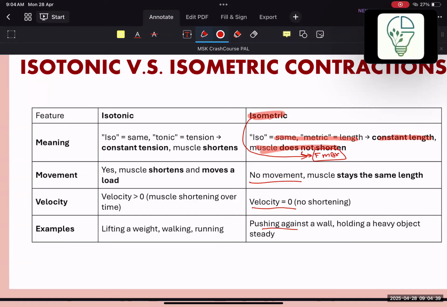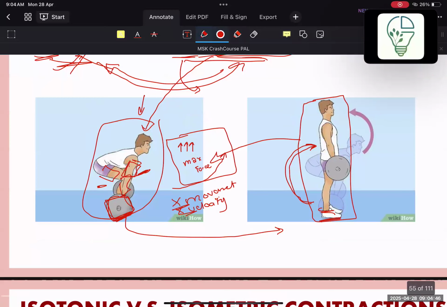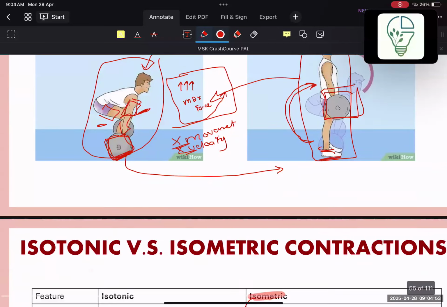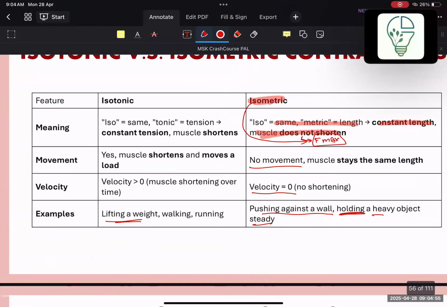And examples are when you're pushing against the wall or when you're holding a heavy object in mid-air, you're holding it steady, as you're like in this position for the deadlift. Okay? But when you're lifting the weight up, when you're going from this position to this position, that is isotonic contraction because your tension will stay the same. Your body's like, okay, this amount of force can move this object that I'm trying to move. So let's hold that force as much as we can. It will maintain the same tension, and your muscles will shorten to produce the movement that you're trying to produce.